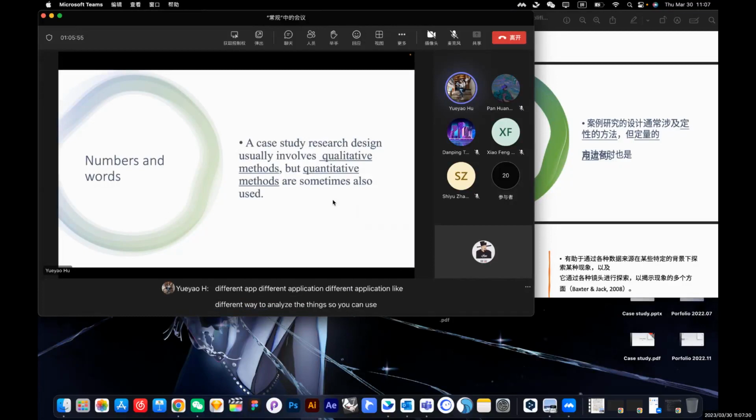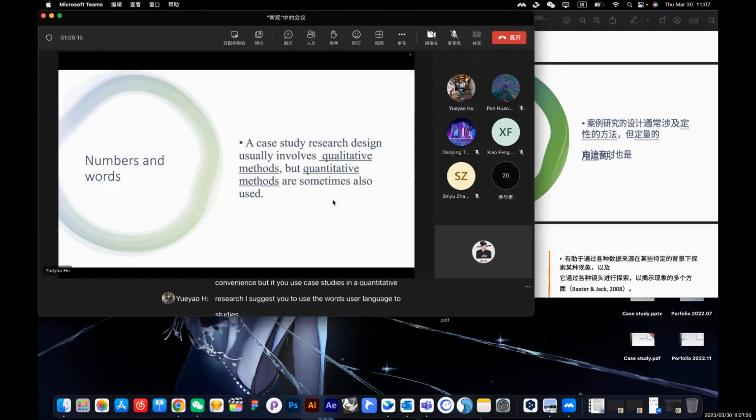So you can use numbers. If you use numbers, you can go to government.com or any other website that already presents the data online. So you can use that. That's convenient. But if you use case studies in qualitative research, I suggest you use words, use the language to study. That's something I want you to be aware of. So when you use case study, don't go too far. Don't make it into a quantitative research.